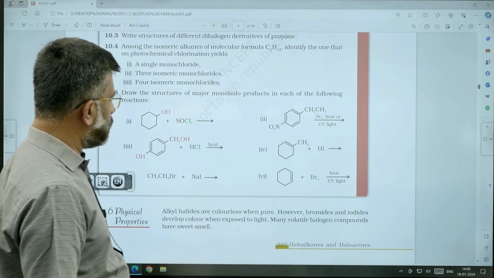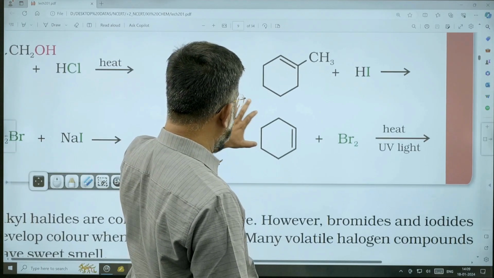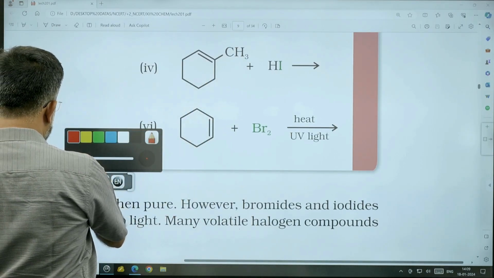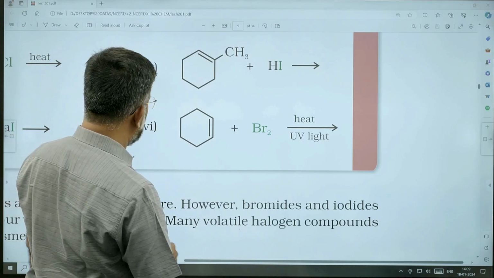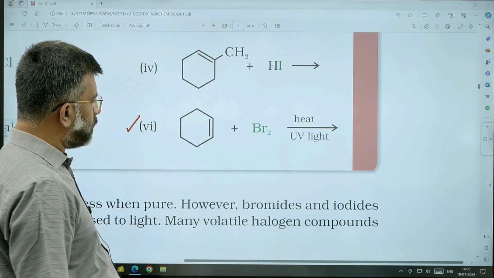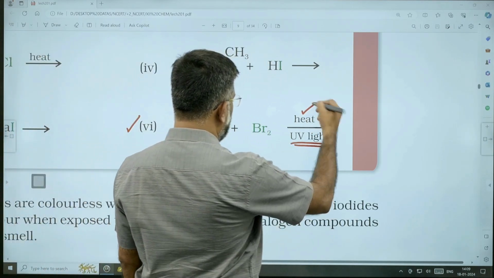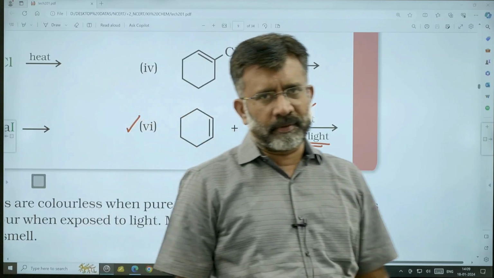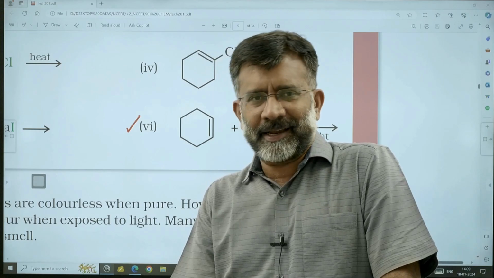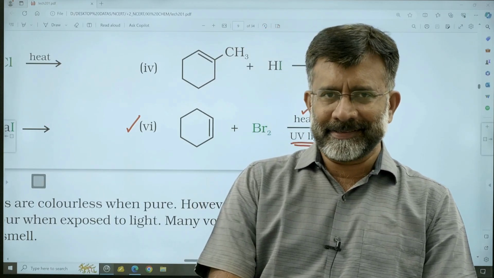Say, for example, if you are dealing with this question, you see the 6th question given. Just taking one question to give you a triggering effect. 6th question: cyclohexene treated with bromine in presence of light or heating. You have to understand what kind of reaction it is.